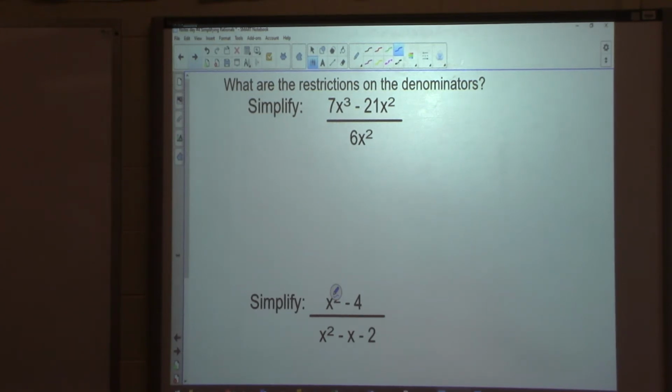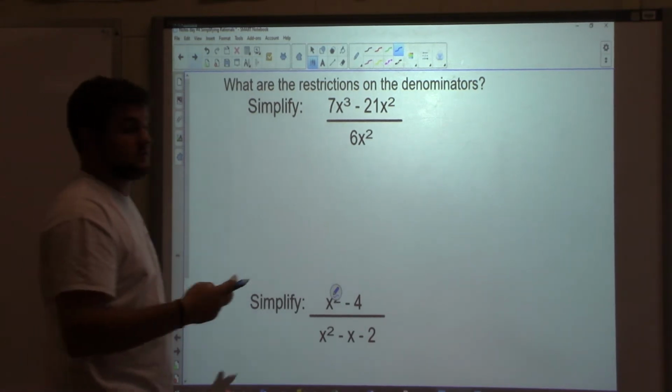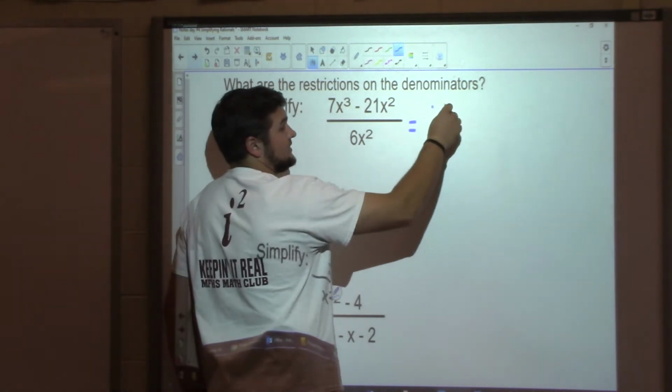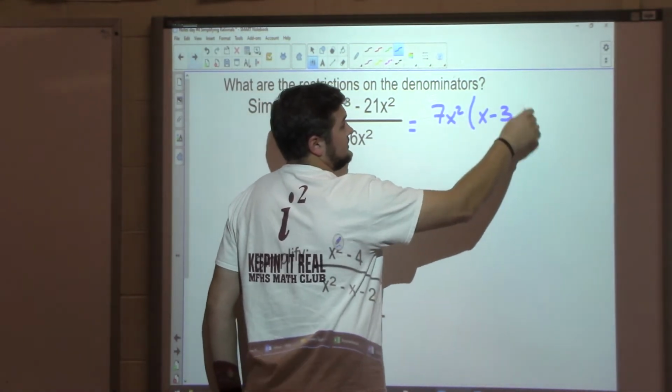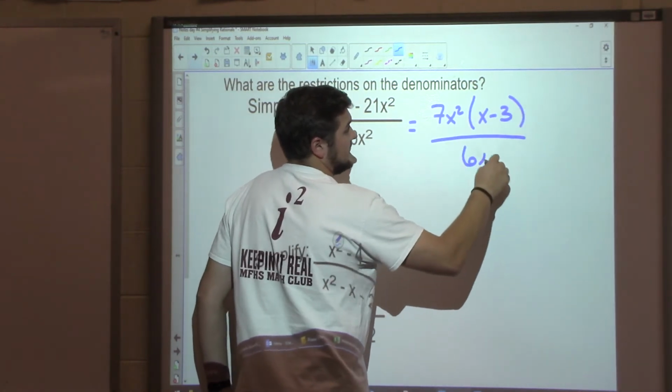Factor first. Guys, I'm going to warn you right now, you should always factor it first before we start to simplify. We're going to get some problems later on where we have to factor it in two pieces like we have been. That'll make it way easier to simplify. So if I factor out 7x squared, I get x minus 3 over 6x squared.